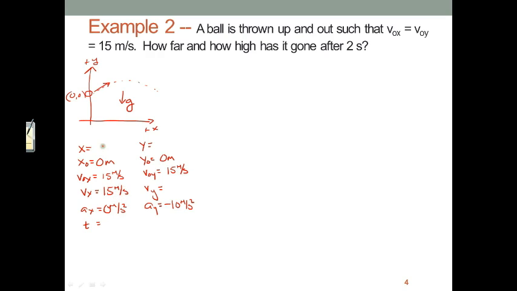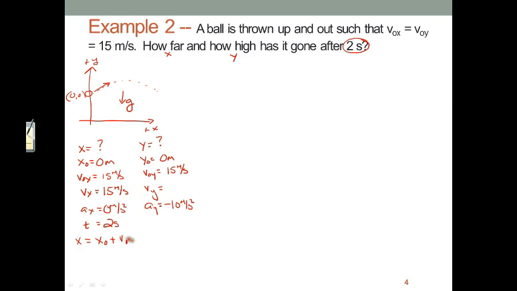I don't know x, I don't know y, but I'm given in the problem I want to know it after 2 seconds, so I'm going to plug in t equals 2 seconds. How far is asking about x, how high is asking about y, so those are the two things I want to know. I don't know Vy. But, on the other hand, I don't need to know Vy for this question, so I'm just going to ignore it.